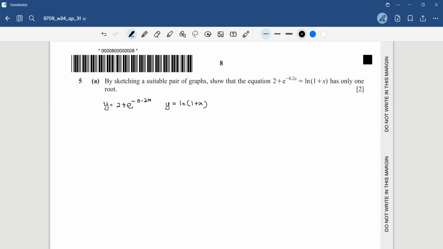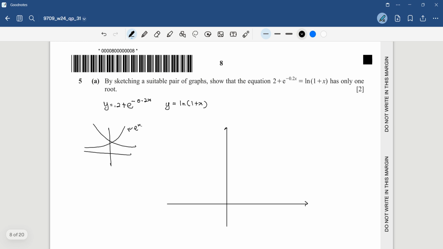Make sure you know how to draw this graph, because this is actually e power of x. So this is your e power of x, and the negative 0.2 means it's reflected on your x-axis. So I just draw here. It's reflected on your x-axis, so it will be something like this, and plus 2 means it moved 2 units up. So my graph is going to be something like this.